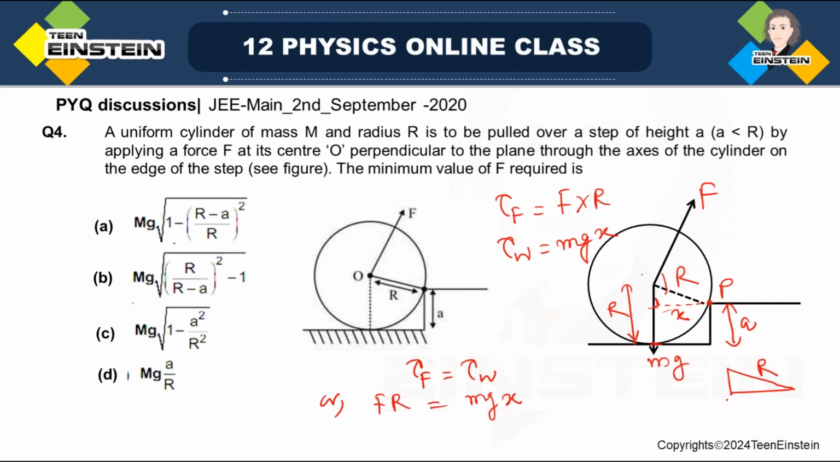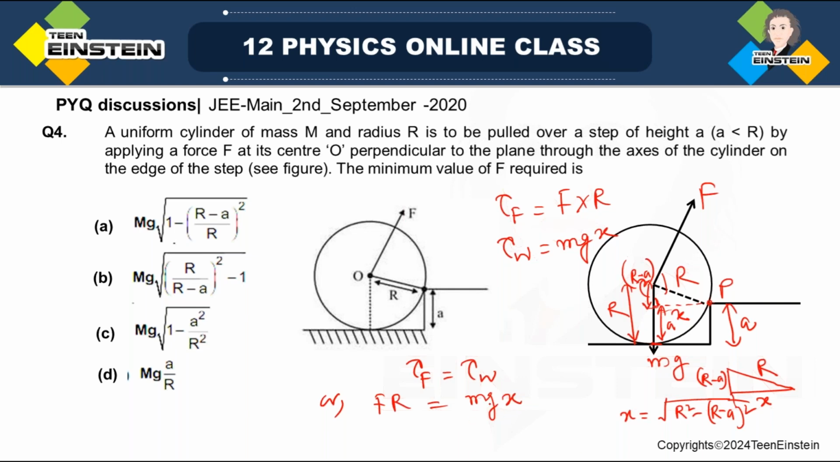This is r. So this particular height is r minus a, because look, up to here this is a, and the total is r. So this is r minus a. Now I have to find out x. I can apply Pythagoras' rule. So x will be the square root of r square minus (r minus a) whole square.